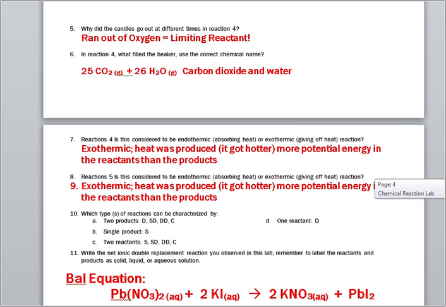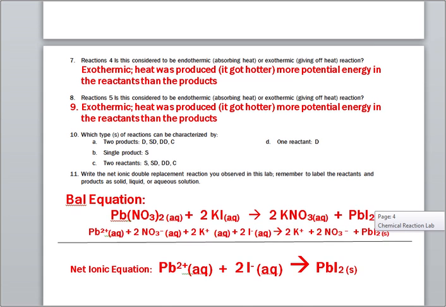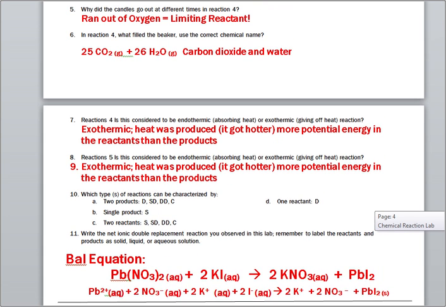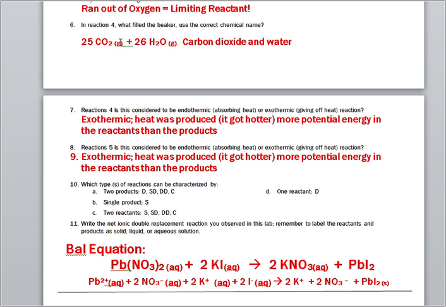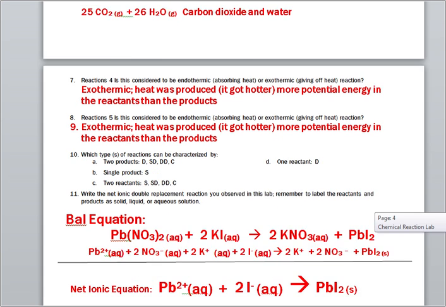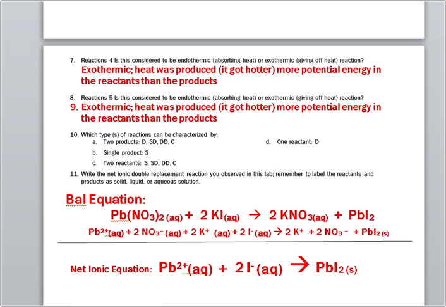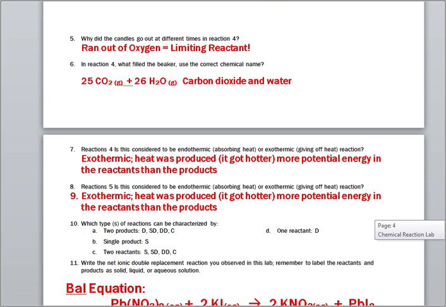Why did the candles go out at different times in reaction 4? Because we ran out of oxygen. Oxygen was a limiting reactant. In reaction 4, what filled the beaker? The chemical names of what filled the beaker. Well, CO2 and H2O, carbon dioxide and water, or dihydrogen monoxide, right? Everybody got that?